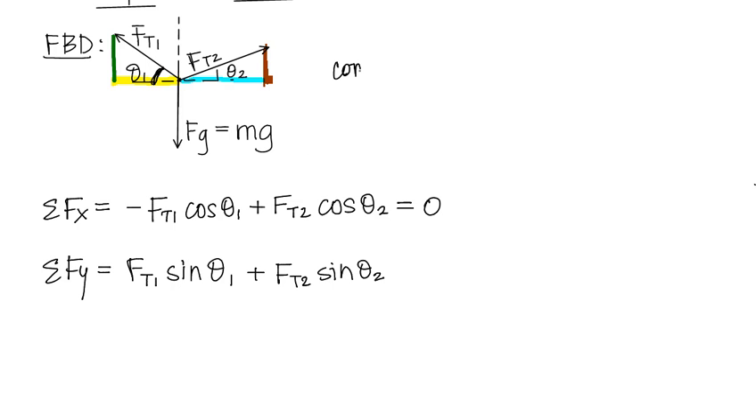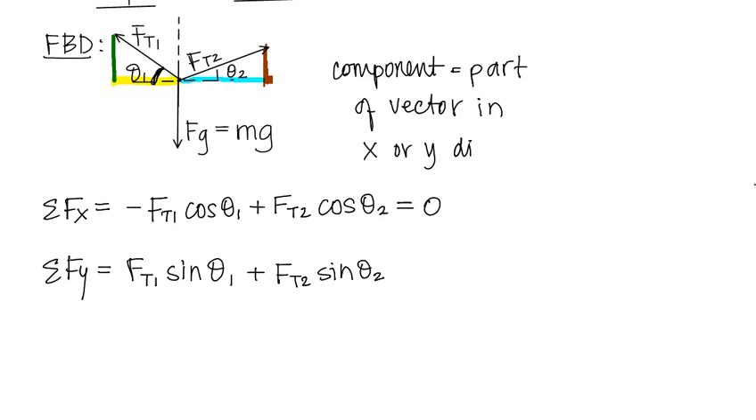So we've taken care of the components. The component is the part of the vector in the x or y direction. So now we've taken care of those two vectors. Now there's one vector left, and that is the weight force, and it is only in the x direction. Pardon me, only in the y direction. So it would be a negative gravitational force equals 0.